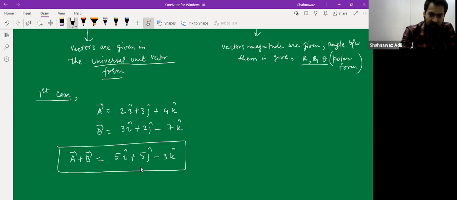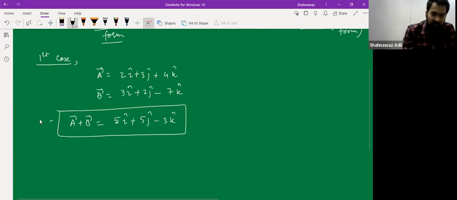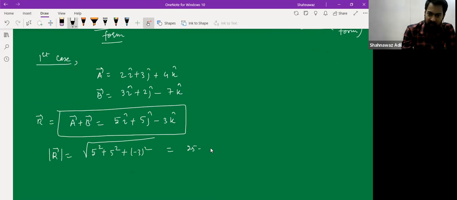And then what would be the magnitude here? Let's say this is R. So the magnitude of R would be simply 5 squared plus 5 squared plus minus 3 squared. So this would be how much? 25 plus 25 plus 9, right, so 59. So this would be the magnitude. And direction you can calculate. So direction would be R vector by R magnitude.